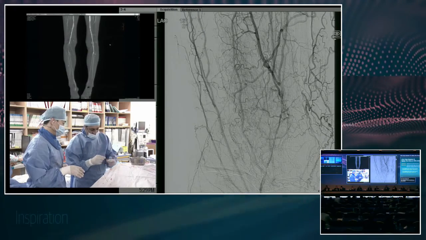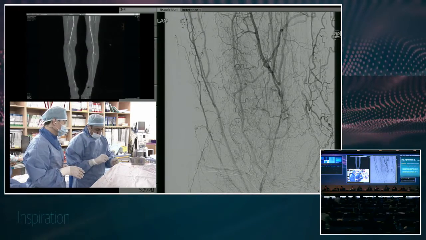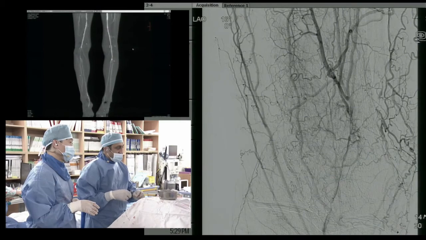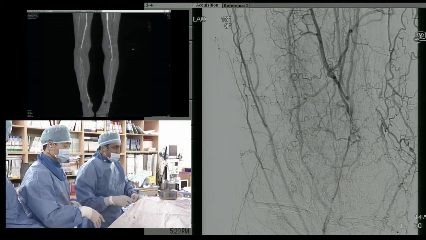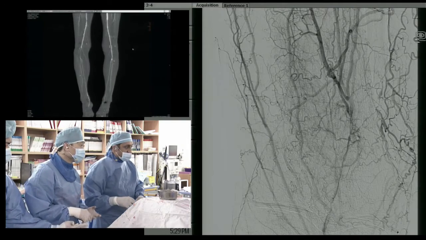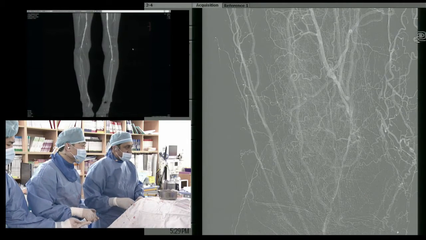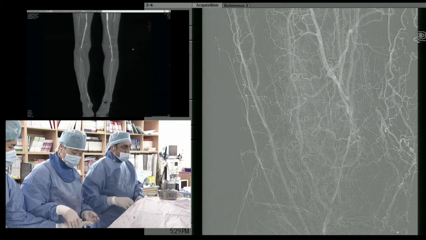So because I'm having a hard time getting through, I'm going to try a Fielder XT, see if I can get one of those microchannels into the true lumen. I've changed the angle a little bit, so let's see if this helps. Let me get that fork on here, please.